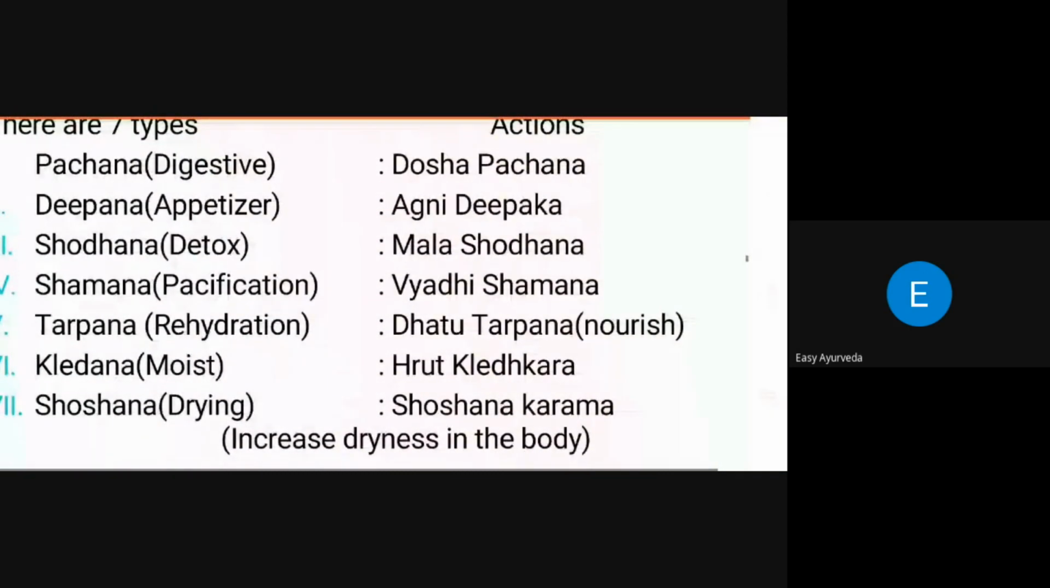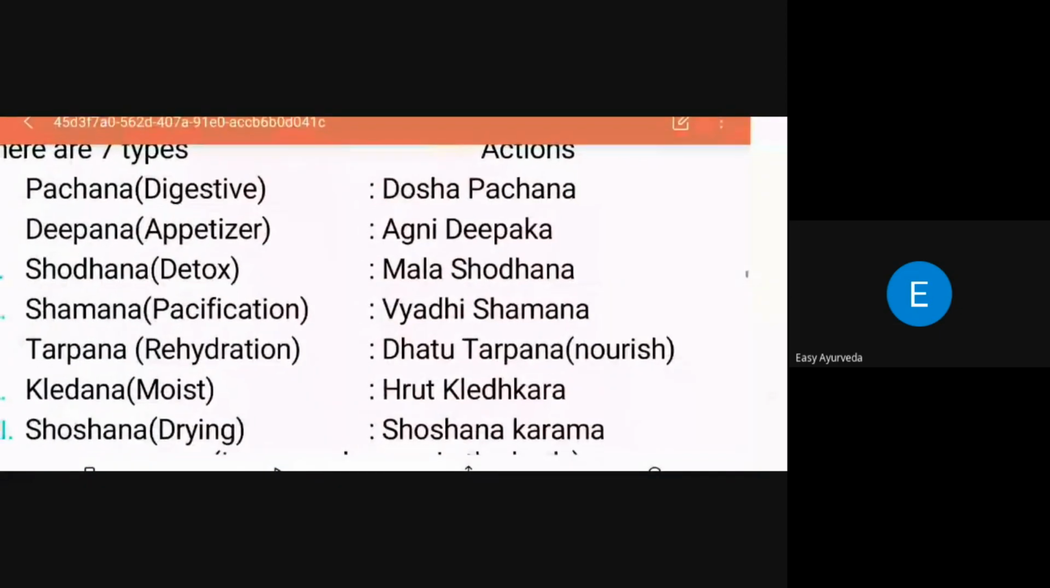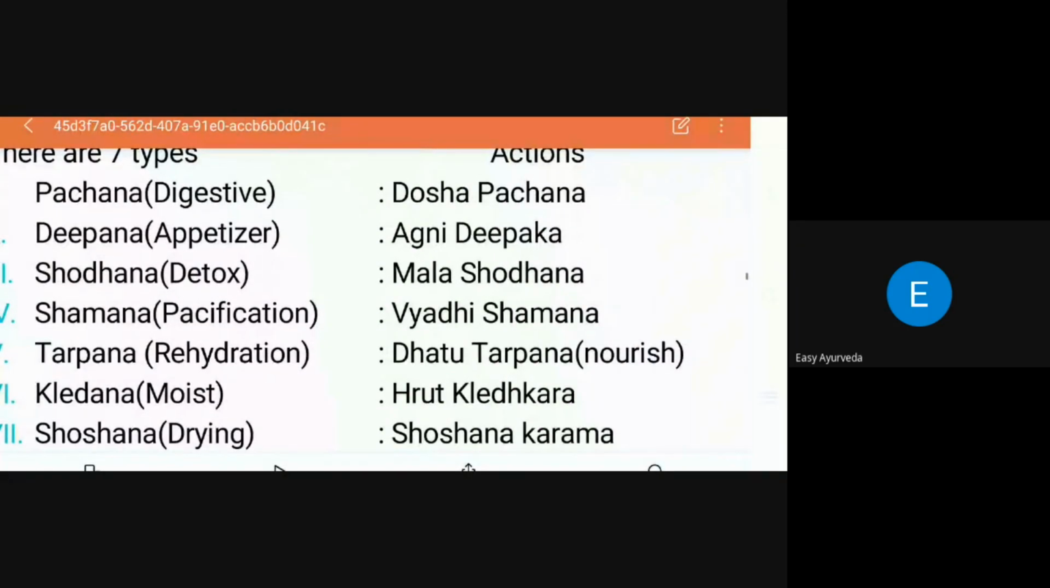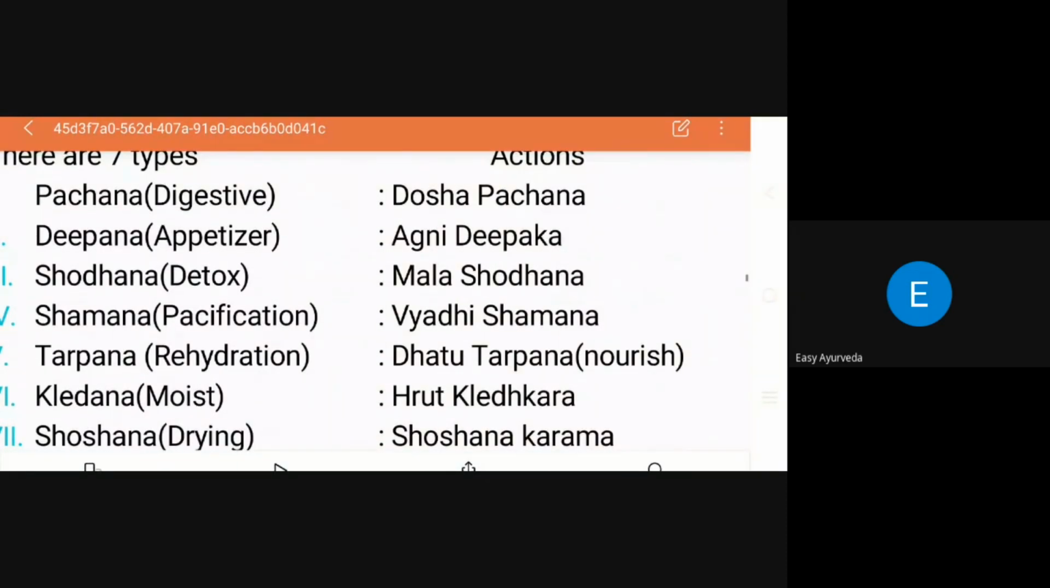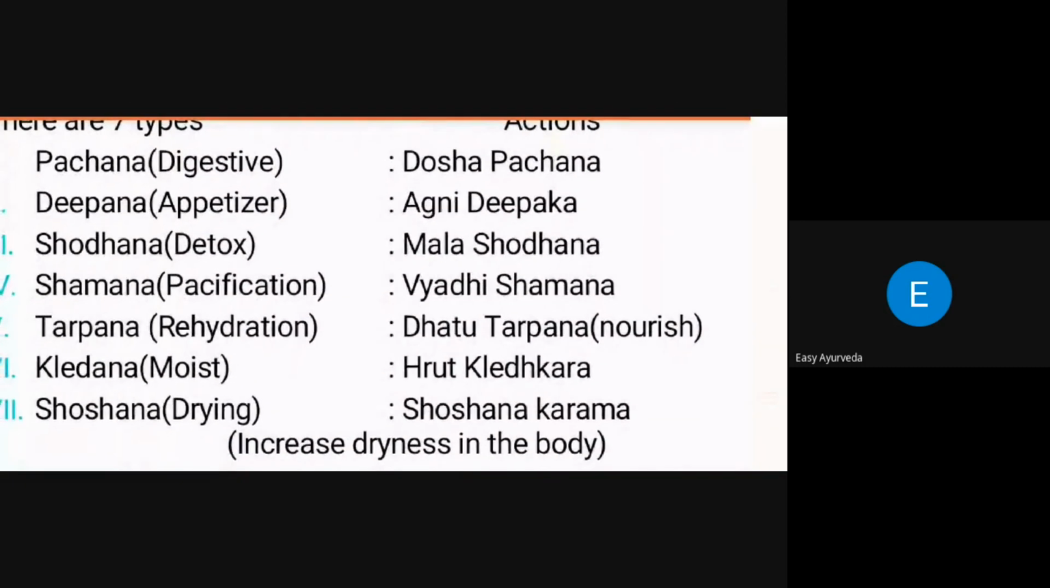Kledana, which moistens, is moist in nature, so it is called Kledana Kashaya. Toshana Kashaya dries up the body. Their actions are mentioned: Pachana does Dosha Pachana. Deepana, Agni Deepaka Karma, increases the appetite, that is Agni. Shodhana, Mala Shodhana, means whatever doshas or malas are aggravated in the body are eliminated. Shamana, Vyadhi Shamana, means diseases can be pacified. Tarpana, Dhatu Tarpana, is nourishment of the Dhatus. Kledana, Hrud Kledakara, makes the body moist where dryness is more. In that context, we use this, which should give happiness to the body.